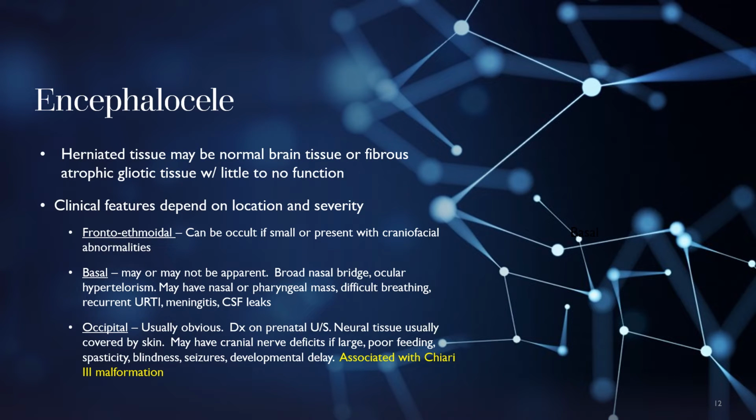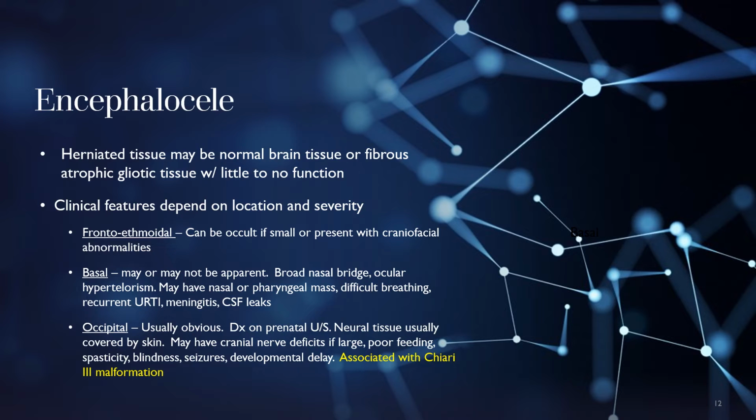The herniated tissue may be normal brain, but it also may be fibrous, atrophic, gliotic tissue with little or no function. And the clinical features really depend on this, as well as the location and the severity of the deficit. With frontal ethmoidal encephaloceles, they can be occult if they're small, or they can have severe craniofacial abnormalities. There could be basal herniation, which may or may not be apparent.